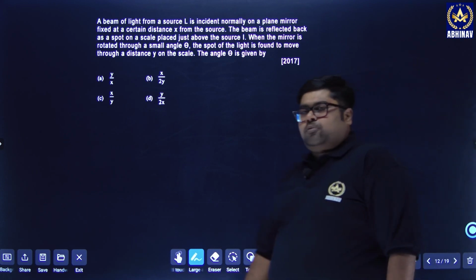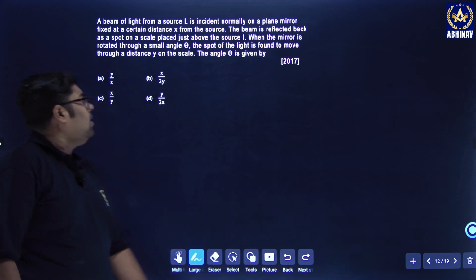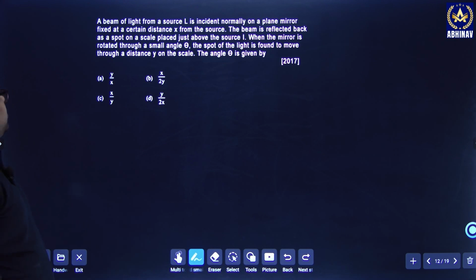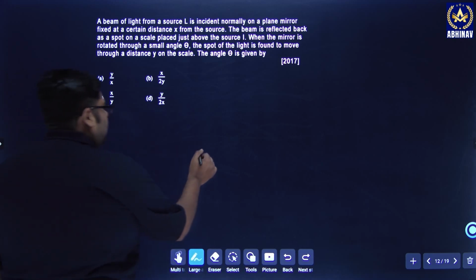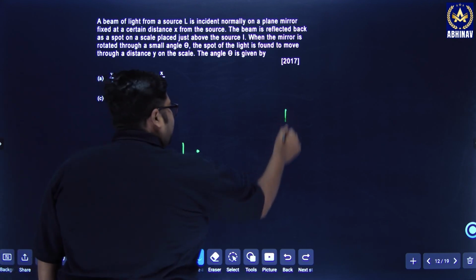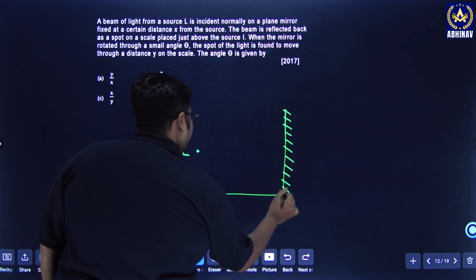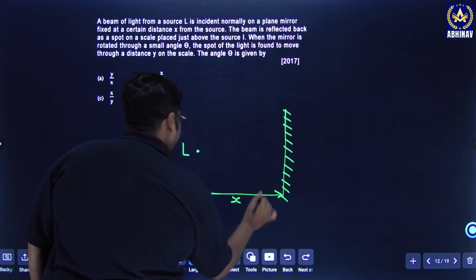We are done with the concept of plane mirrors kept at some angle. You can go through the video. Now we'll solve some of the PYQs. Like here it is given: a beam of light from a source L is incident normally on a plane mirror fixed at a certain distance x from the source. So a source of light L is given to us and a plane mirror is fixed from it at a certain distance, and this distance is x.